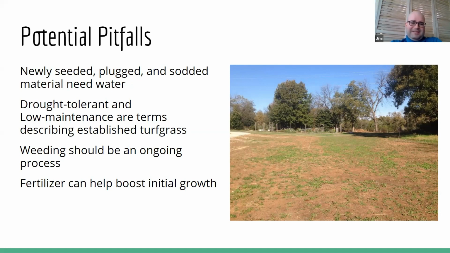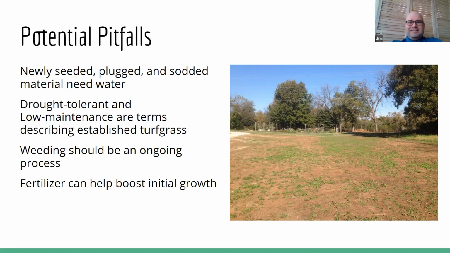Drought tolerant and low maintenance are terms to describe established turf grass or even just established gardens or prairies. Like when you plant a new plant, you make sure it's watered. And if you have a client and you're establishing these wildflowers, they need to understand that too, that these aren't instantly drought tolerant, but once they're established, they are pretty tough.